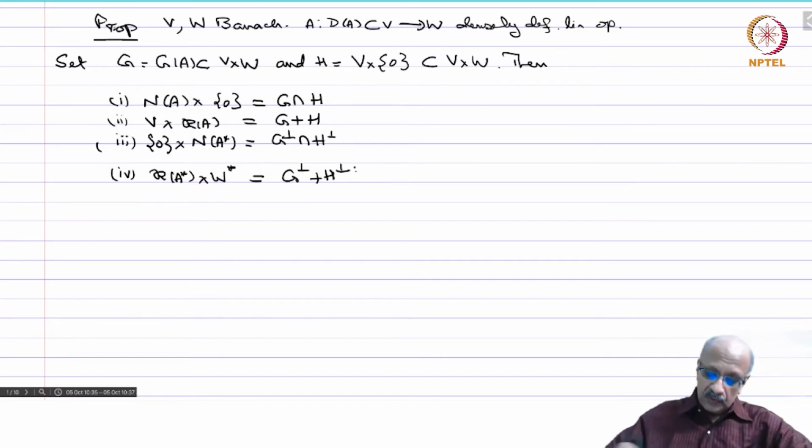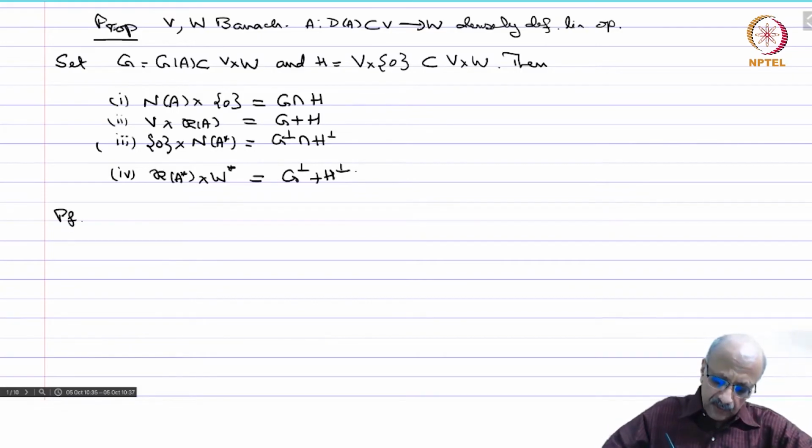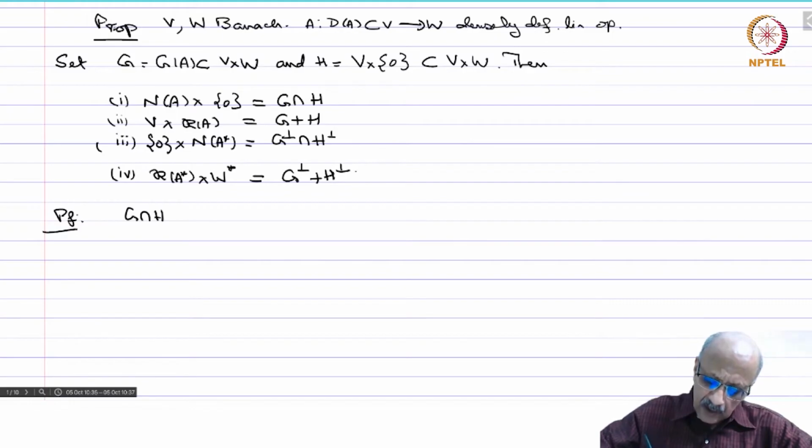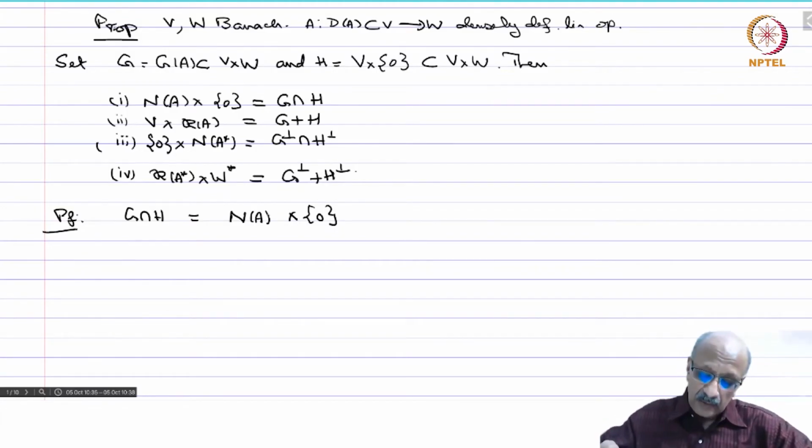Okay, this is almost an immediate thing, so proof. Let us first consider G intersection H. H has the second coordinate 0, so G intersection H will be something cross 0, that is clear. Now what is in G? The first coordinate is in the domain of A, and the second coordinate has to be 0, so this has to be the null space of A. So that's why we get that.